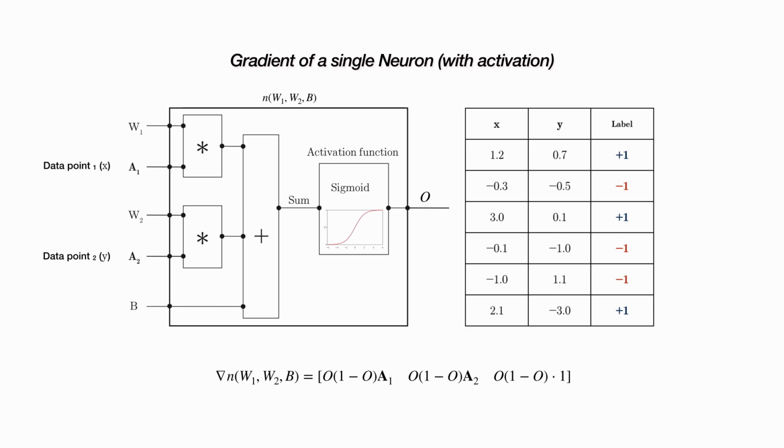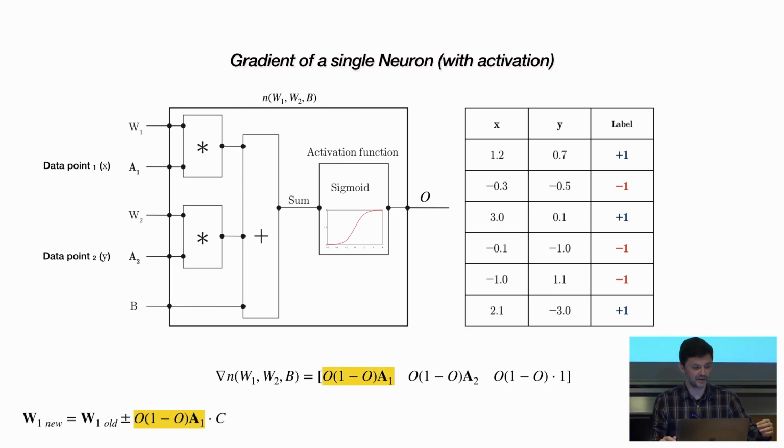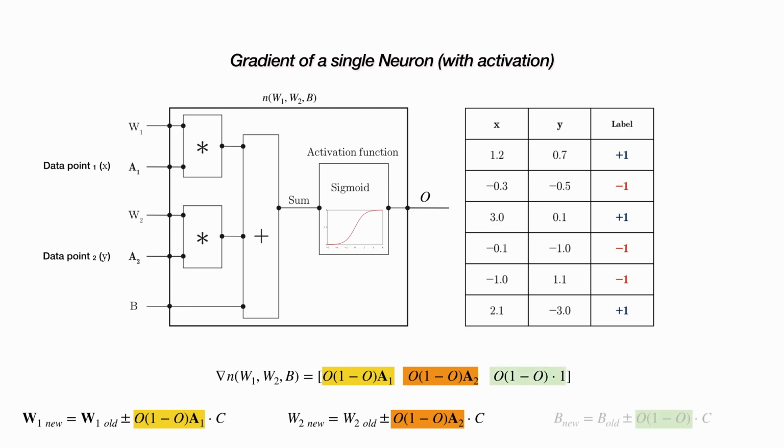So if we want to update, for example, the first weight, we simply need to take the old weight, and we want to minimize it, for example. We need to subtract the derivative, which is now this O times 1 minus O times a1, so this is our value for our gradient, times some small number c. To minimize w2, w2 new is equal to w2 old, and again, we subtract the derivative times a small number c. And to minimize b, we simply take the b old and subtract from it the derivative times c. Super simple.